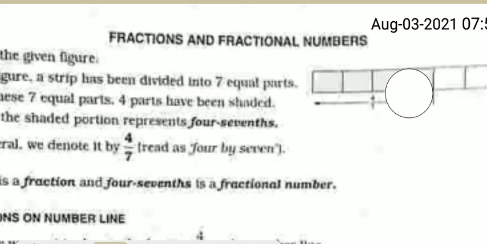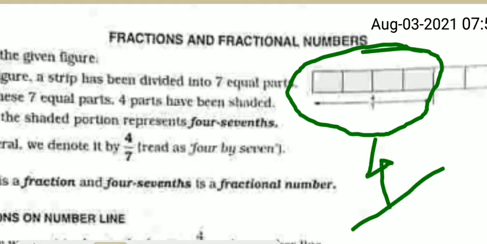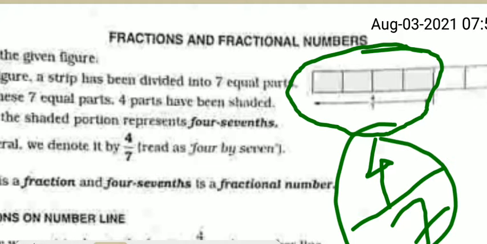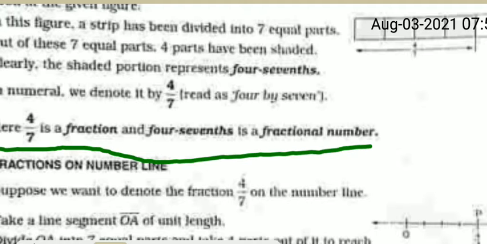So this shaded portion represents 4/7, and you can write it as 4/7. Clear? Here 4/7 is a fraction and 4/7 is a fractional number. So 4/7 is a fraction and 4/7 is a fractional number. Clear?